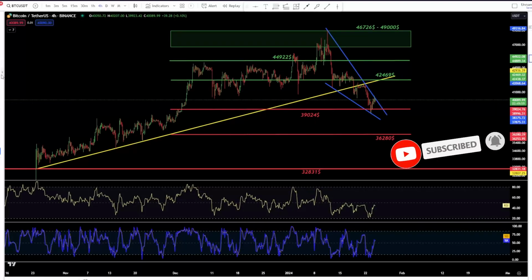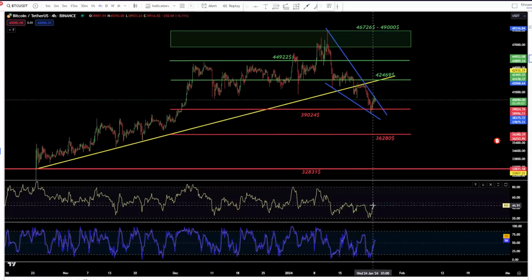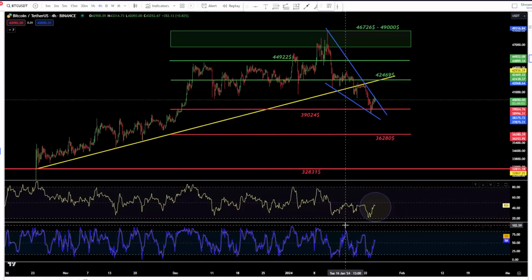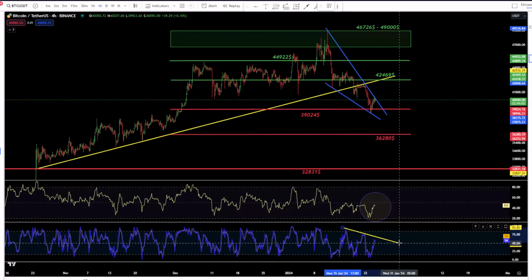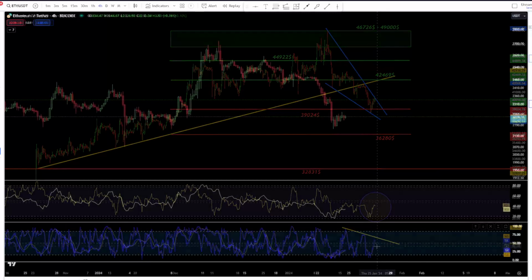Now please look at the RSI indicator because you can see that a small price increase was reflected in the indicator, which still has room for growth. However, the stock indicator shows that we are approaching the downward trend line, which may potentially cause the price to decline and drop again.